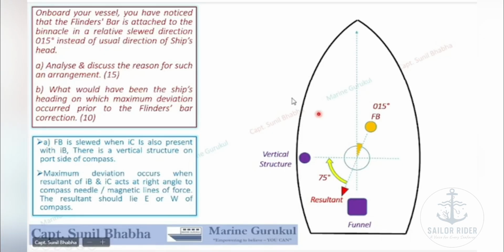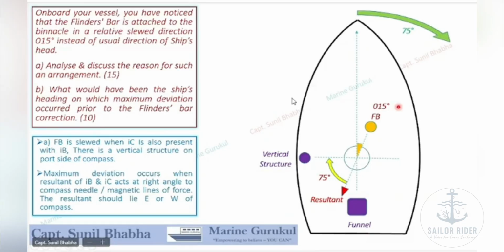So the resultant would come in direction west of the compass if we swing by 75 degrees in the clockwise direction. That basically means that if the ship alters its course to starboard by 75 degrees, you can see this green colour arrow representing a 75 degree starboard alteration. That is the heading on which the resultant will be at right angles to the compass needle, right angles to the magnetic lines of force, and it will generate maximum deviation. And this heading will be 075 degrees. So this is one option.